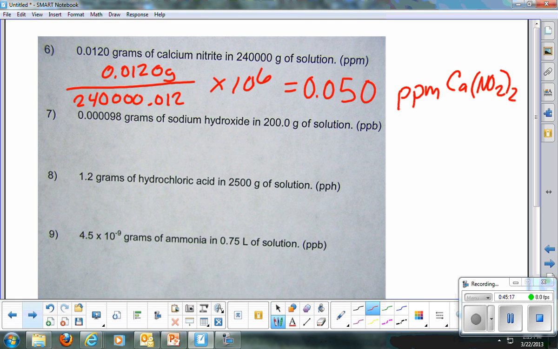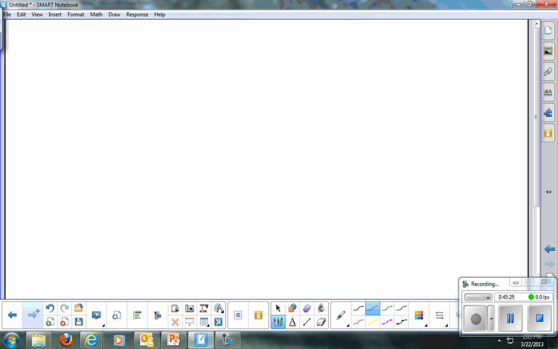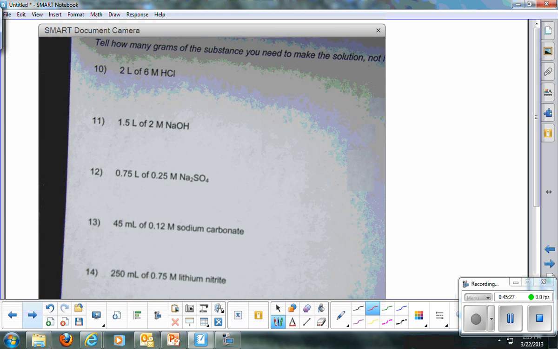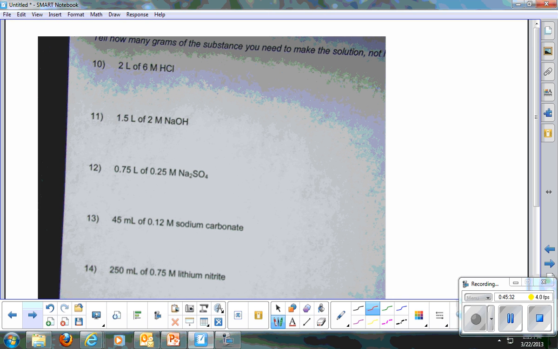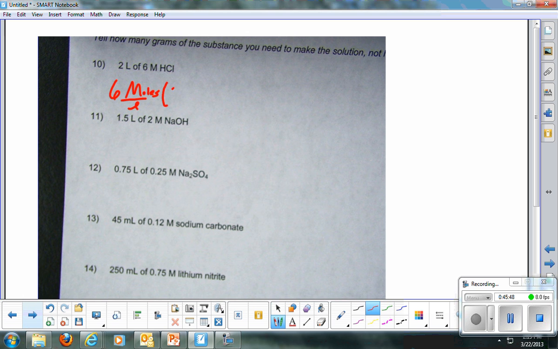Let's flip over to the back side. So I'm going to give you an example in each one. Okay, on this one, we're asked to find out how to make the solution. So I've got to find out how many grams to weigh out. So I've got molarity. I'm going to take the 6 molar, which is moles per liter, right? That's what big M stands for, right? And I'm going to times it by 2 liters. Liters are going to cancel out. I'll get 12 moles. Everybody okay so far?